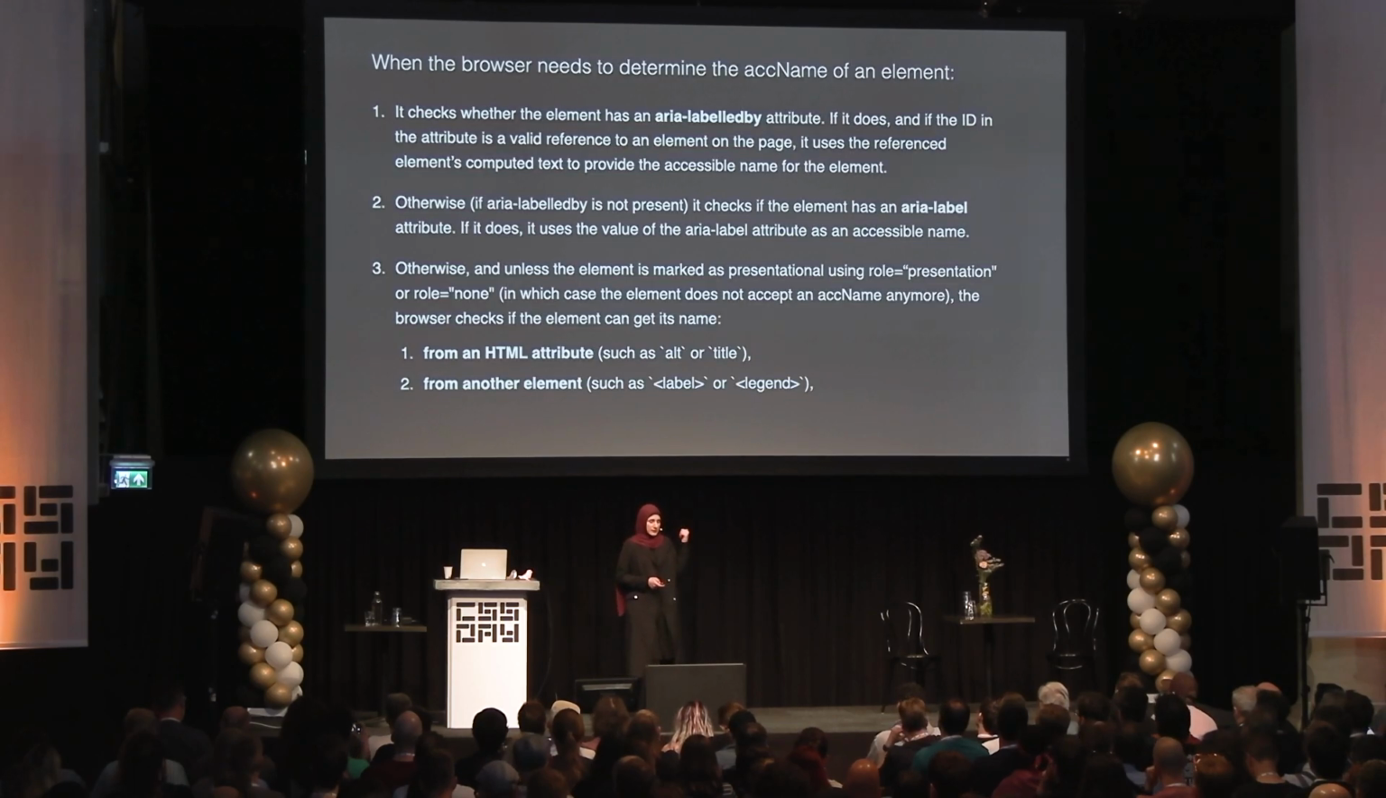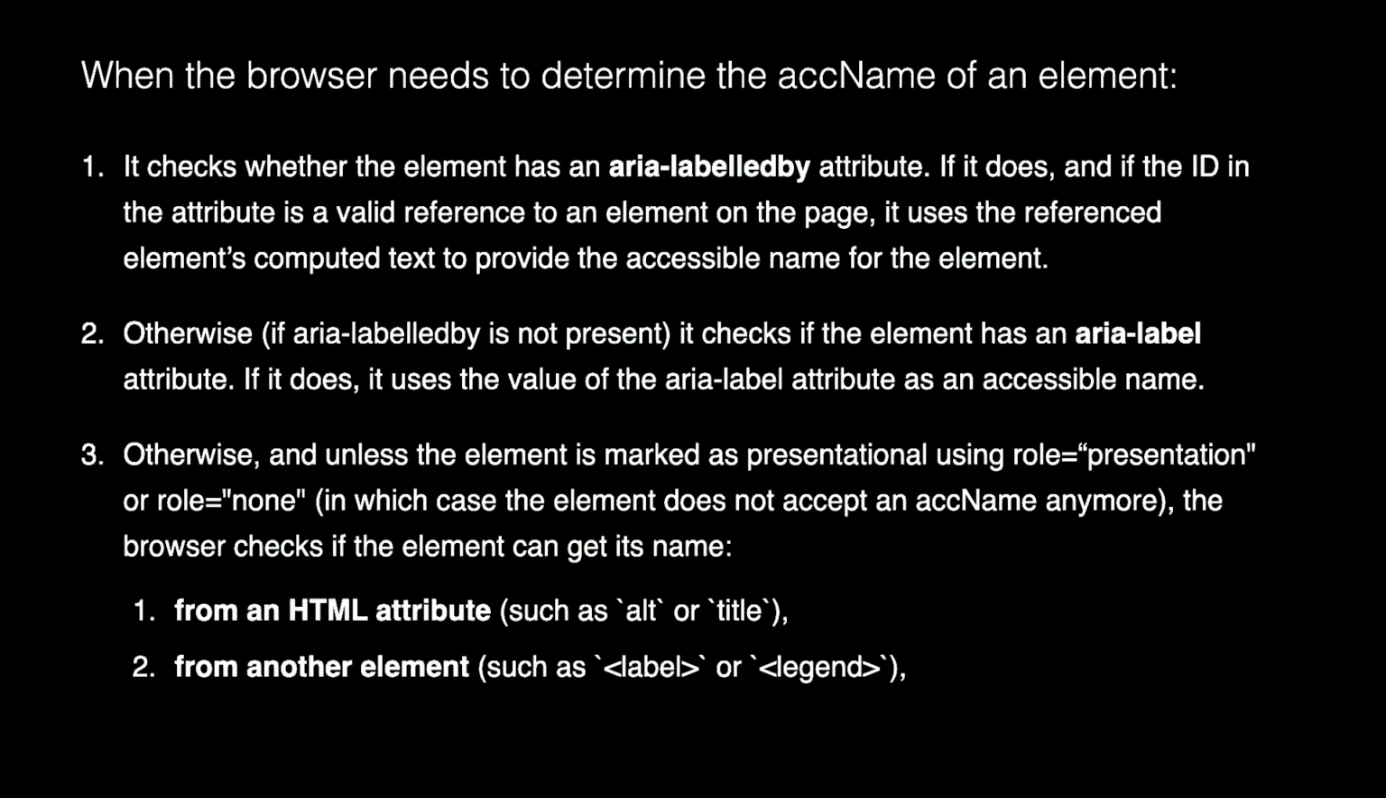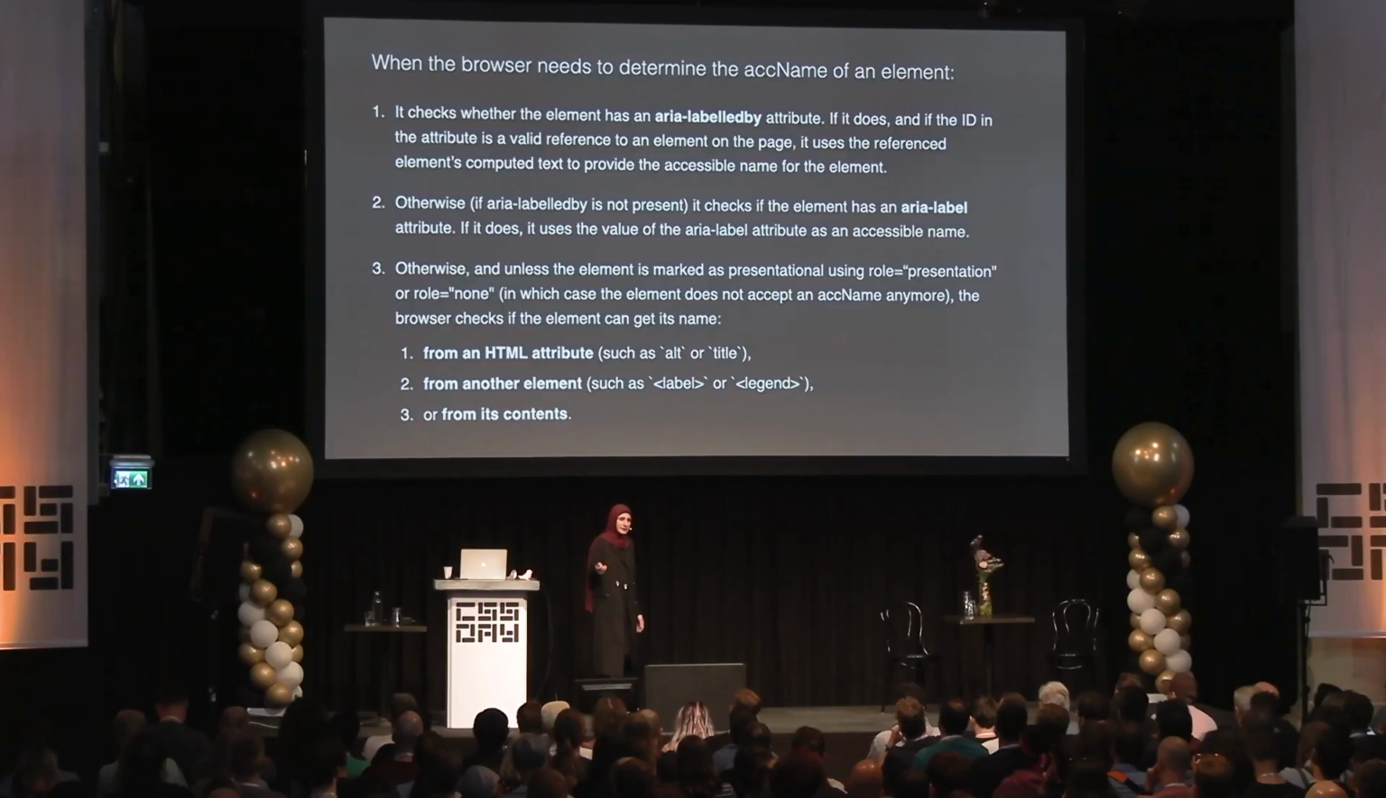If the element can get its accessible name from another element, like an input that gets its name from a label or a table that gets its name from a caption, it checks to and uses that. Or if the element can get its name from its contents, like a button or a link, it uses the contents. So ARIA takes precedence over native HTML methods in the accessible name and description computation algorithm, the mouthful.